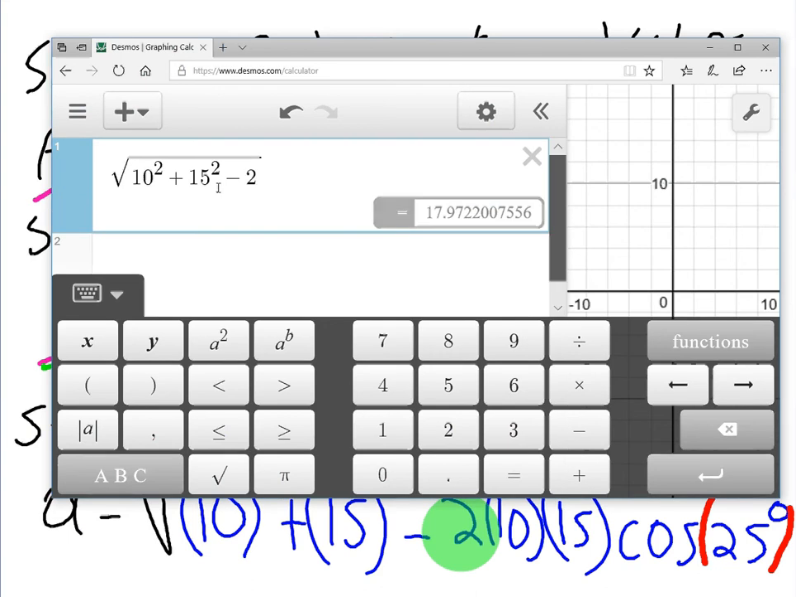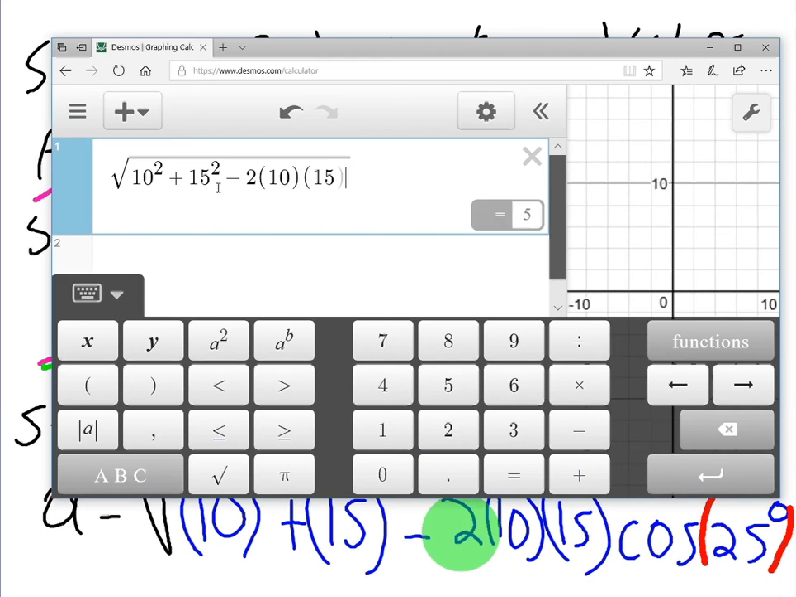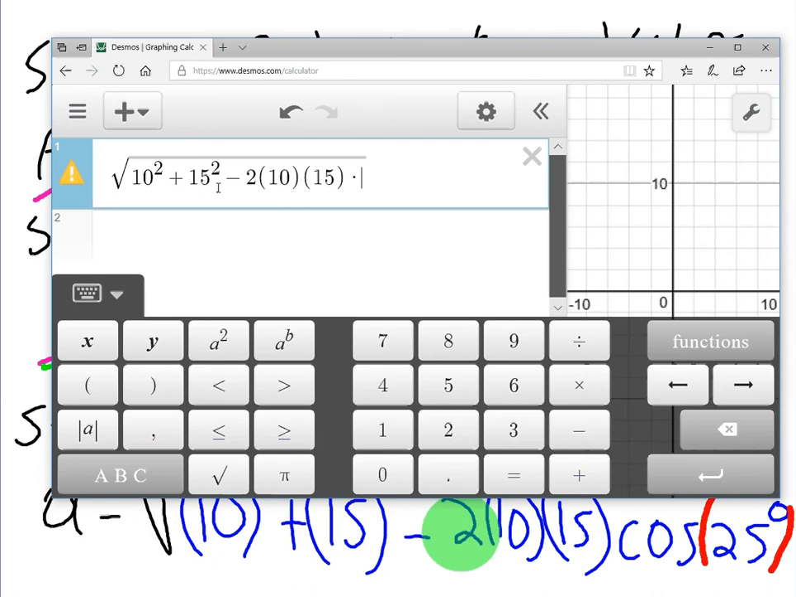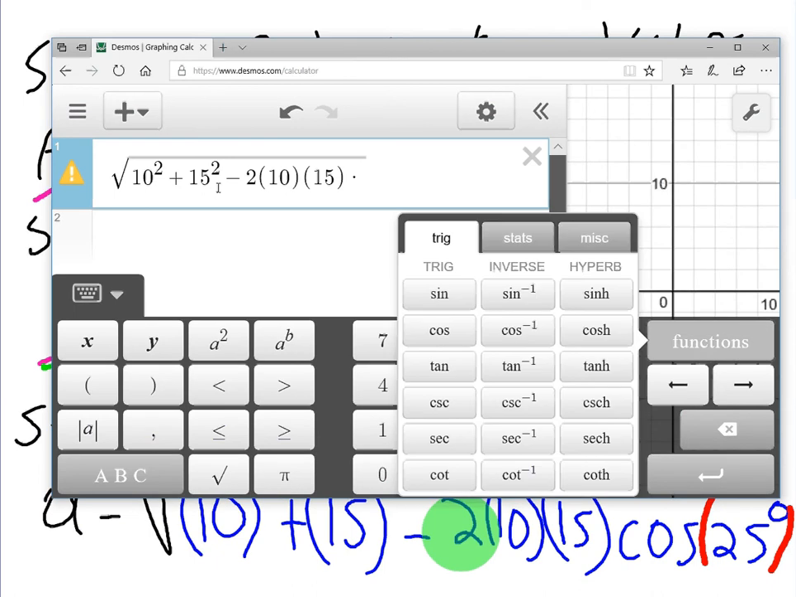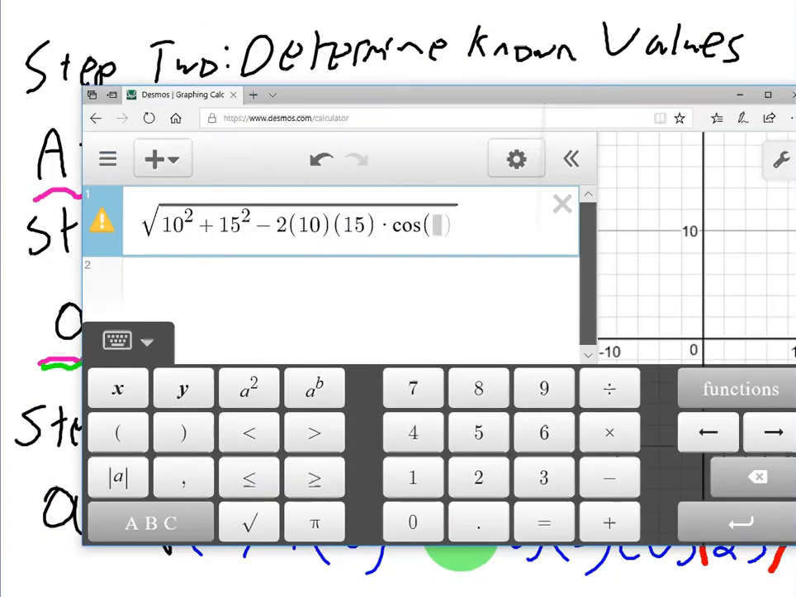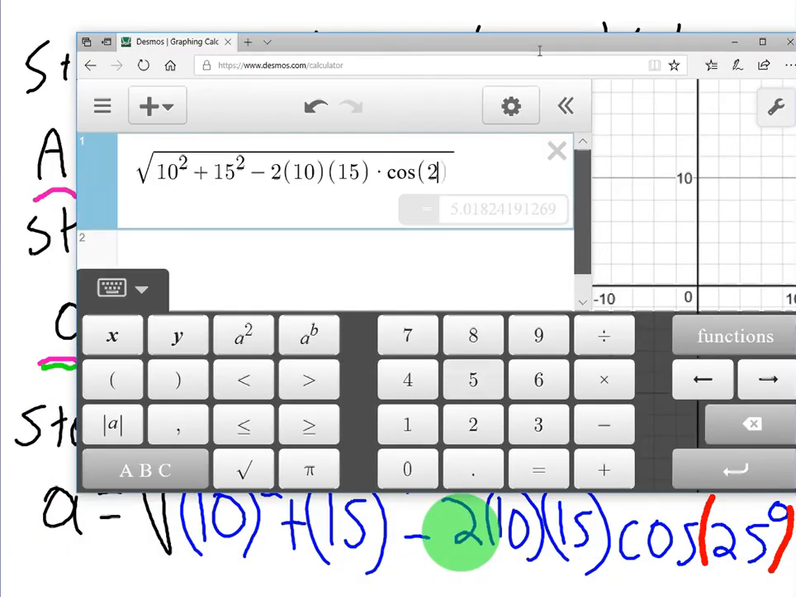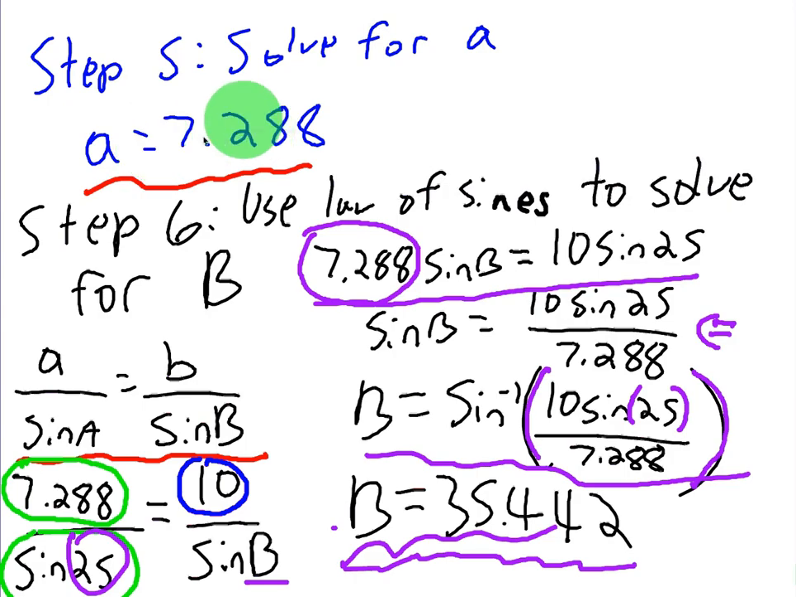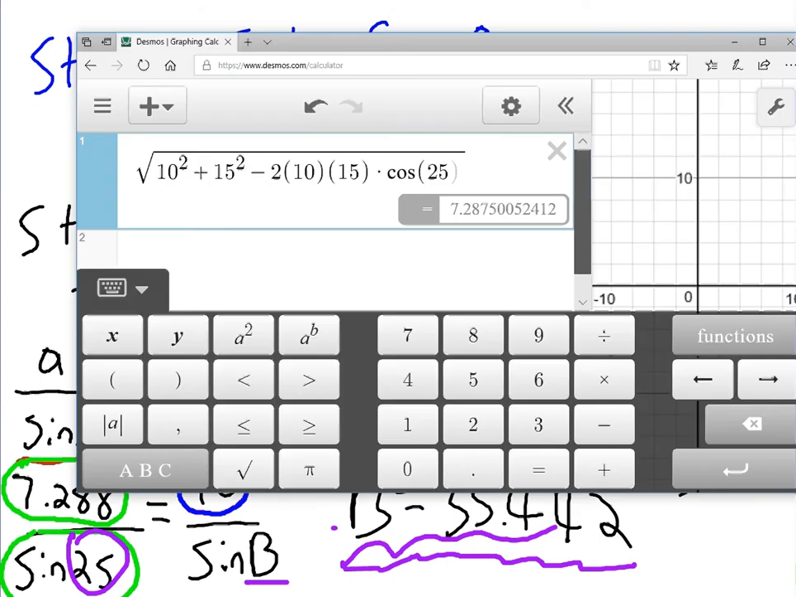Minus 2 times 10 times 15. And next I'm just going to do times cosine. Now make sure your calculator is in degrees. All right, times cosine of 25. There we get 7.28. If we round to the third decimal, it would be 7.288. All right, that's how we get there. So again, it's pretty much just straightforward. Just make sure everything is under the radical like we did right there.